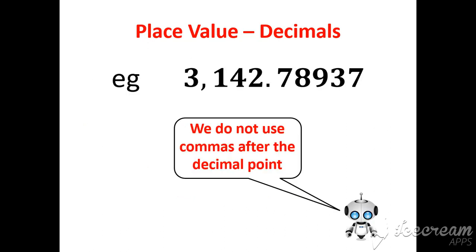Right, here's an example, 3,142.78937. Now, notice we do not use commas after the decimal point. So we often like to use commas to separate groups in numbers when they're whole numbers, but when we get to decimal points, we don't use commas as a general rule of thumb.